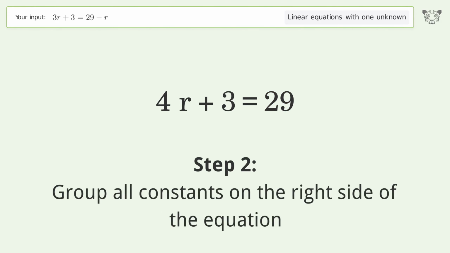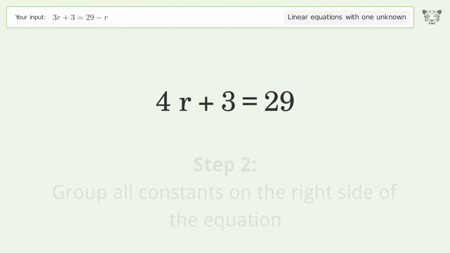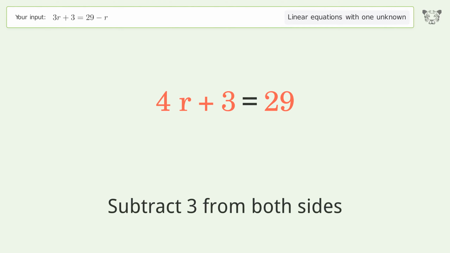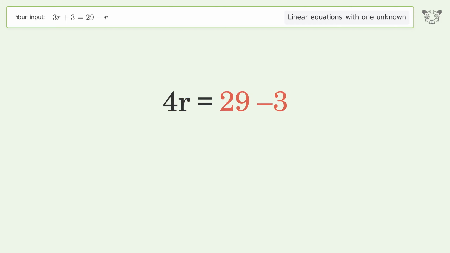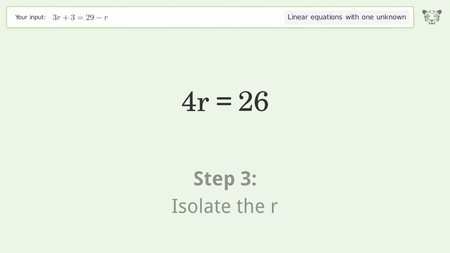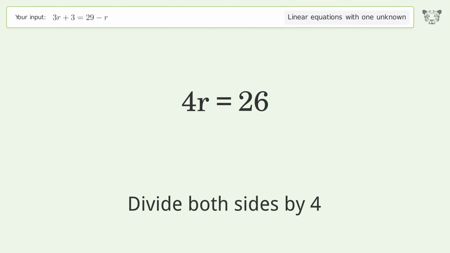Group all constants on the right side of the equation. Subtract 3 from both sides. Simplify the arithmetic. Isolate the r. Divide both sides by 4.